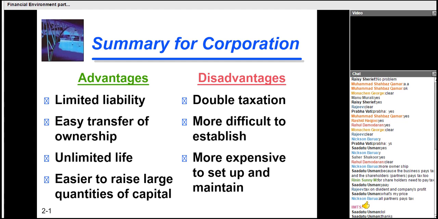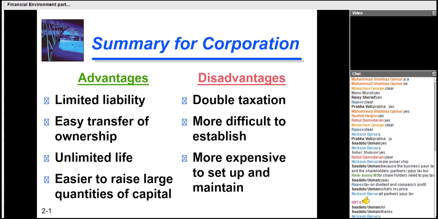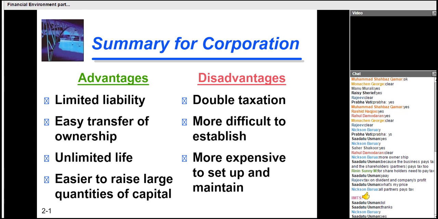Now, more difficult to establish. It is not easy to establish a corporation or corporate world. More expensive to set up and maintain. Of course, they are multi-billion companies, so it is not as easy to set up as the proprietorship is. Is it clear, right? Okay, very good.